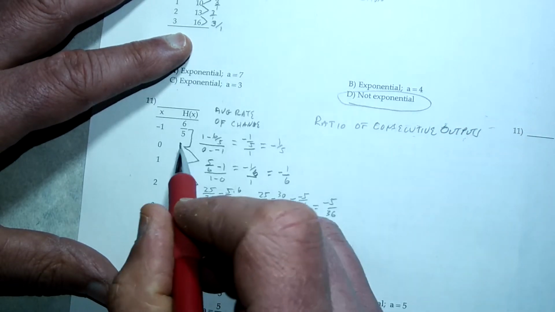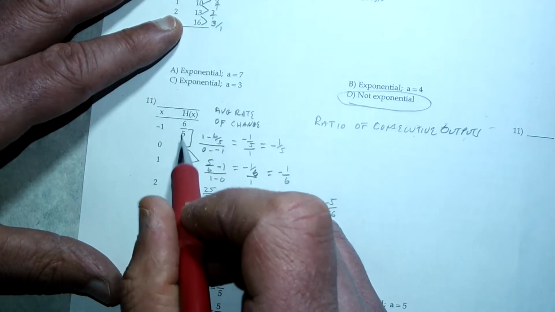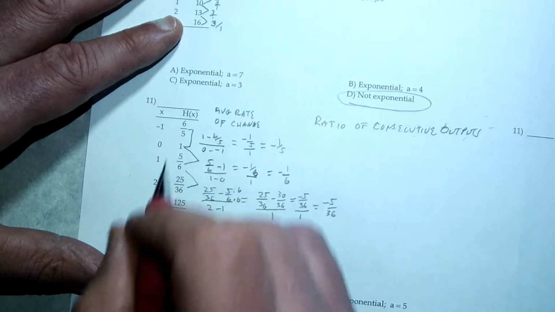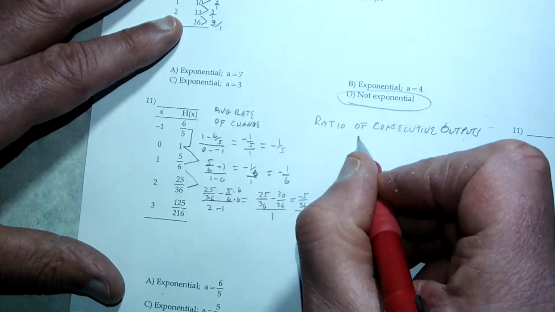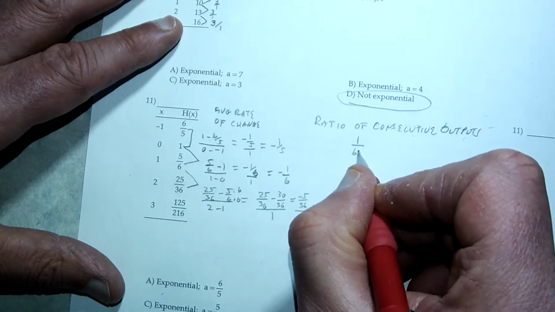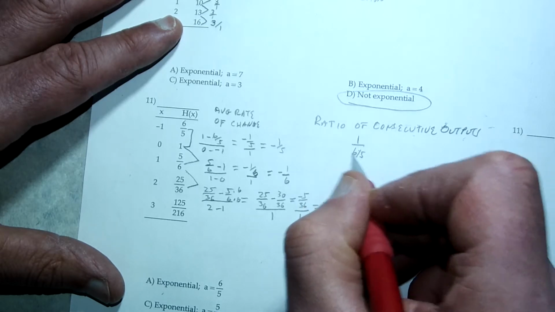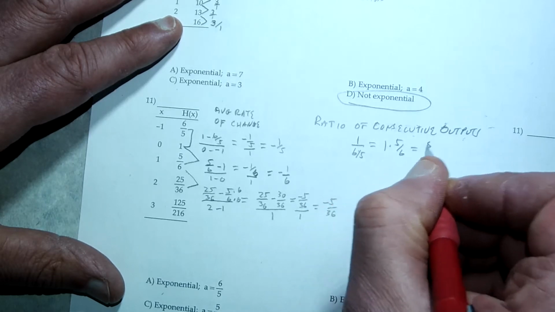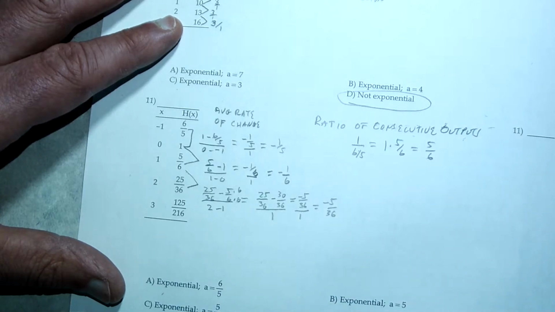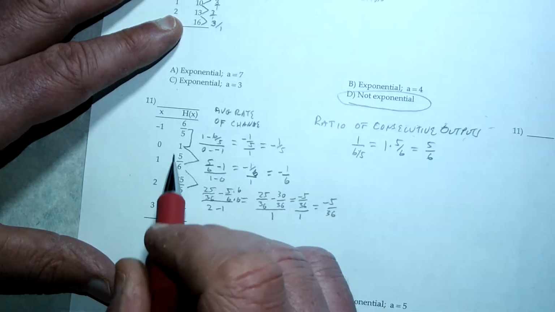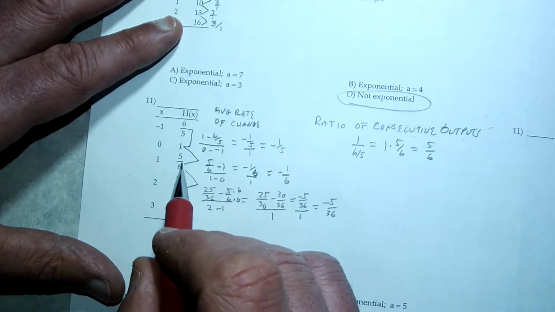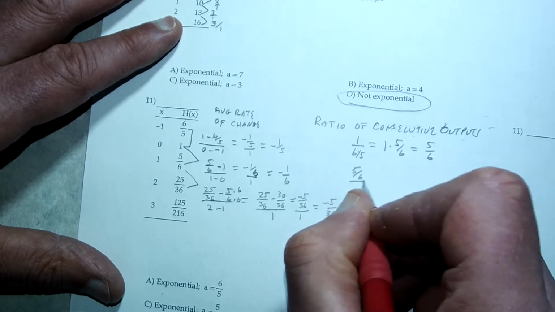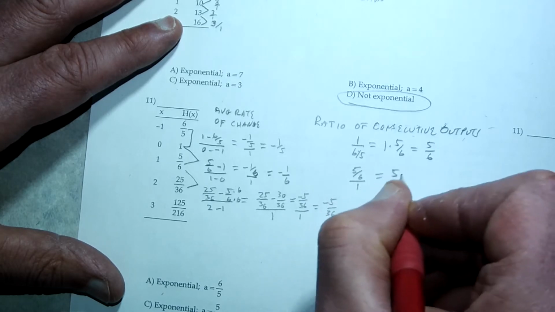Let's see what happens. If I formed the ratio of 1 over 6/5, that would be the ratio of these two consecutive outputs to our function, and I would get 1 over 6/5. And remember, to divide by a fraction is to multiply by the reciprocal. This would be a ratio of 5 to 6. Let's see what happens the next time. That was 1 over 6/5. Let's take 5/6 over 1. Well, when you take 5/6 over 1, that already is 5/6.